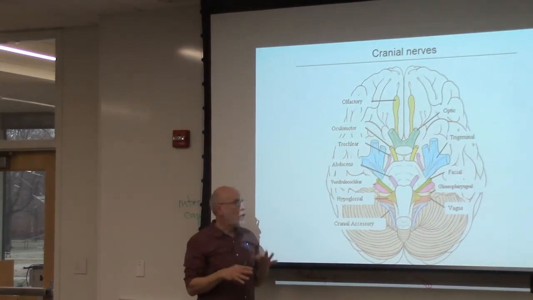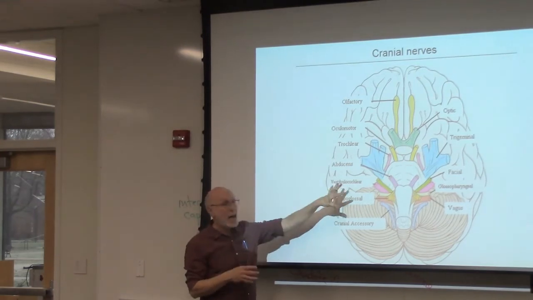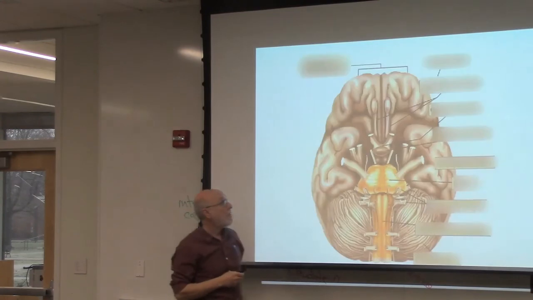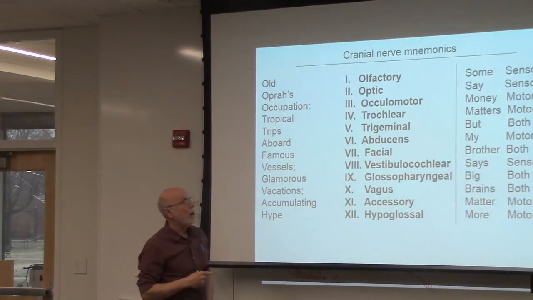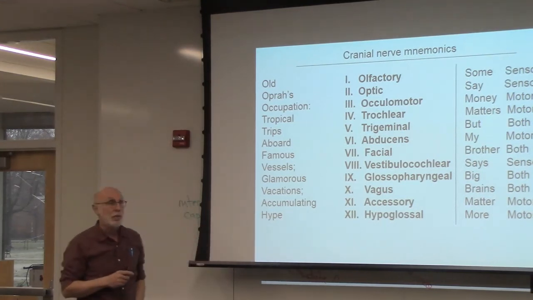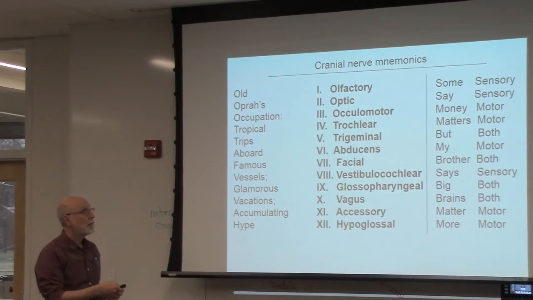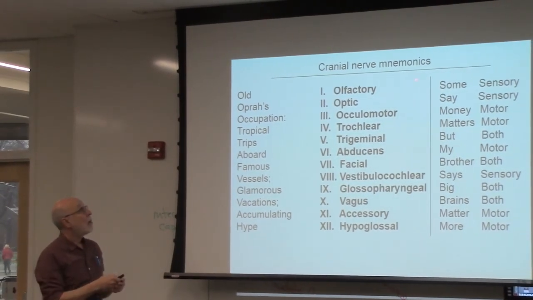But they're here and they have anatomy, but I'm not asking you to map the names onto the anatomy. What I am asking you to do, and there's a Quizlet you can play, is know the names of the 12 cranial nerves and know their function.